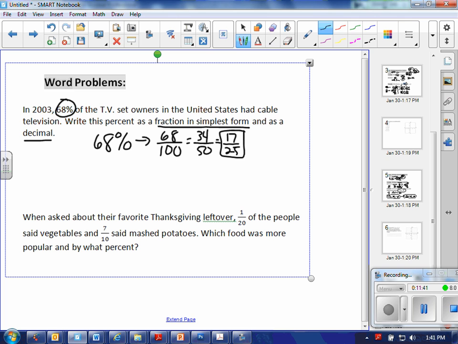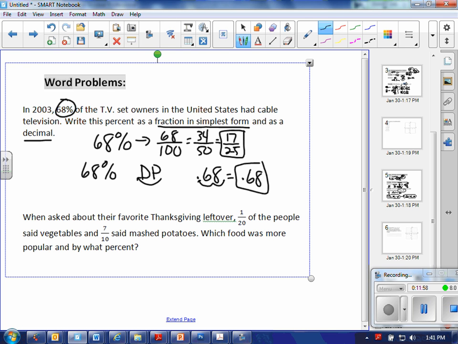Now, if we know 68%, again, if you follow Dr. Pepper, we're at percent. We want to get to decimal, move it to the left twice. So I take 68 where the decimal is. We know that that is 0.68 as a decimal.